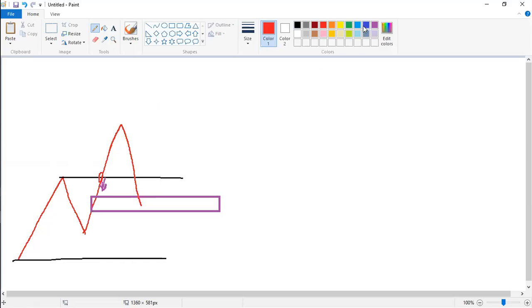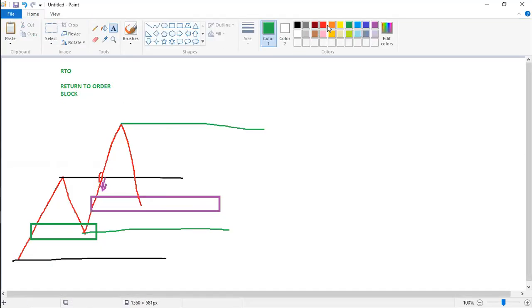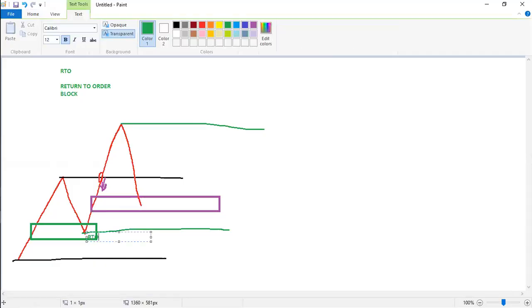We now have a new range. This high, this low. And we always want the one in discount. The order block should be in discount. So maybe this was an old order block also here. This one was an old order block. So when the price comes back to the order block, we call that RTO, which is return to order block.